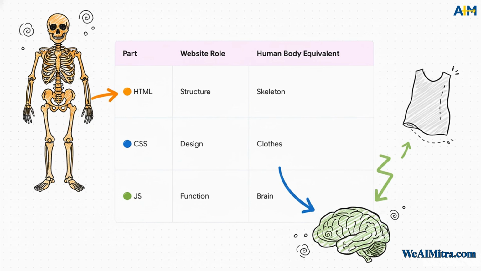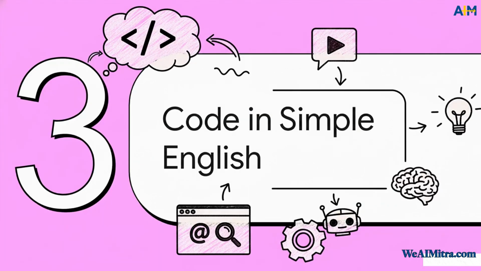So let's just put that all together nice and simple. The HTML is the skeleton, the CSS is the clothes, and the JavaScript is the brain. Structure, design, function. Seriously, that's it. That is the DNA of every single website out there. Okay, so that's the theory, right? It sounds simple enough, but what does this actually look like when an AI spits out some code? Let's take a look and translate it into plain English.